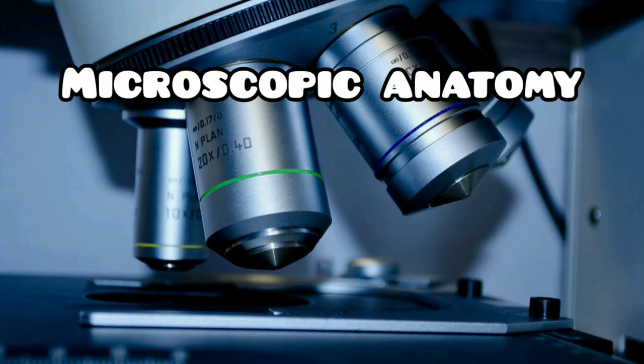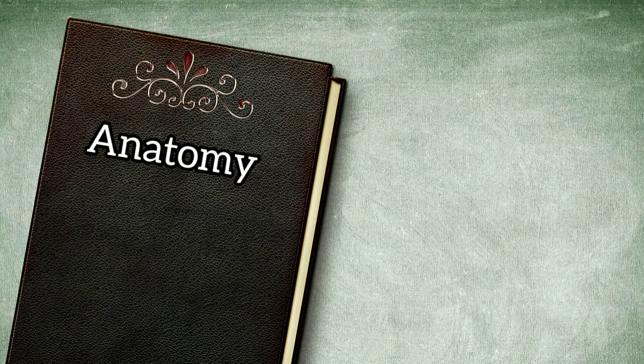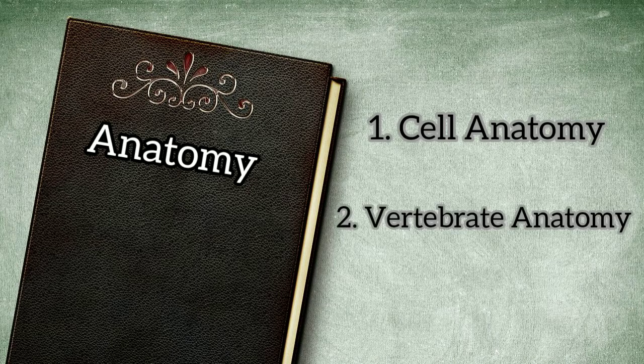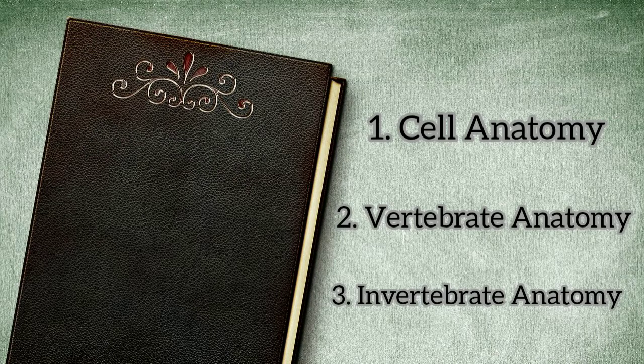Microscopic anatomy is the study of animal structures and body parts with the use of optical instruments like microscopes. It is also called histology. It is a very important branch of anatomy which is necessary to study cells. Anatomy can also be classified based on the subjects of study as cell anatomy, vertebrate anatomy, and invertebrate anatomy.